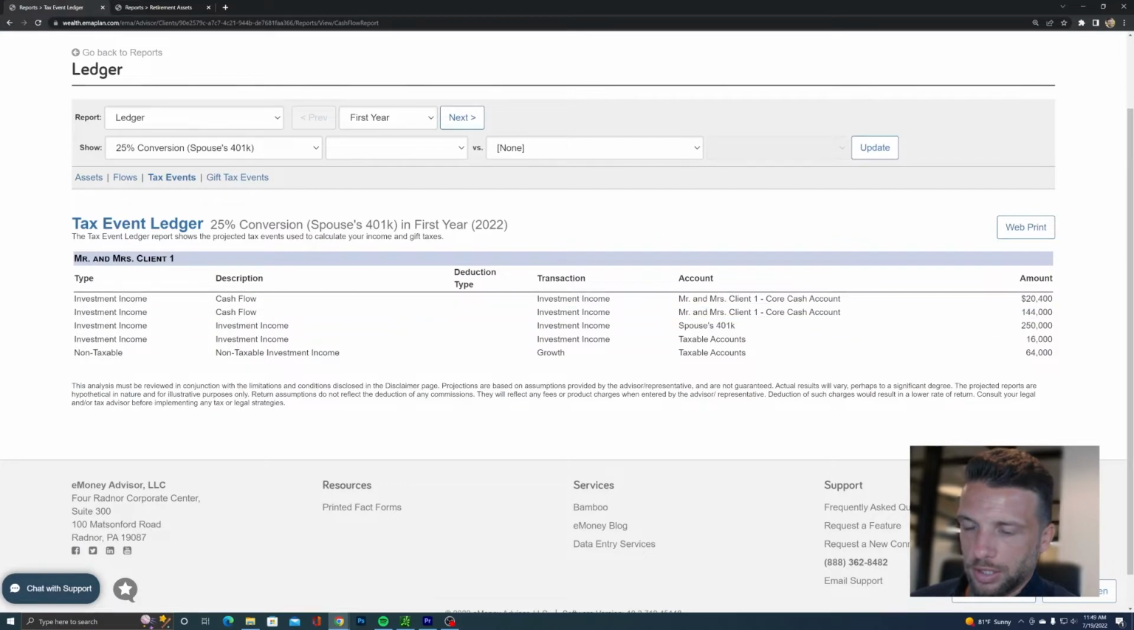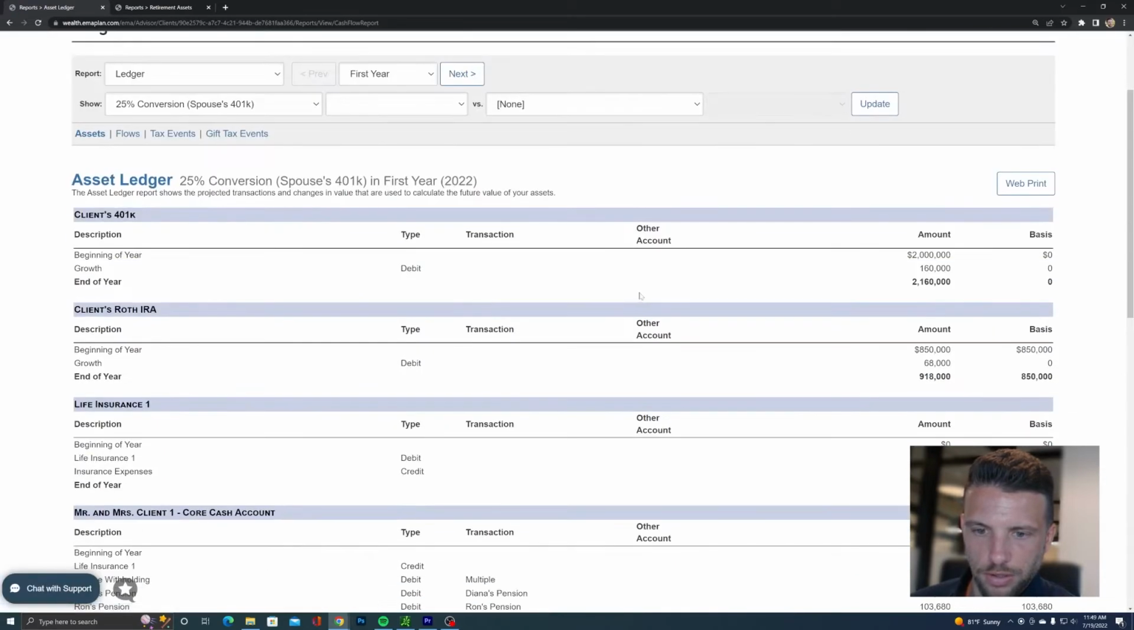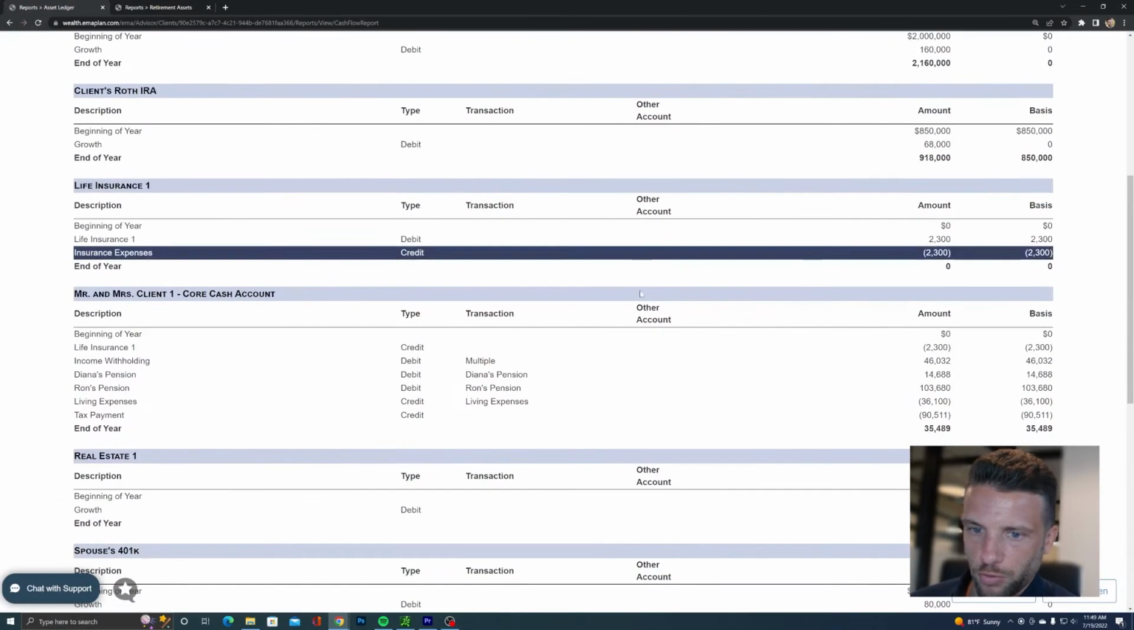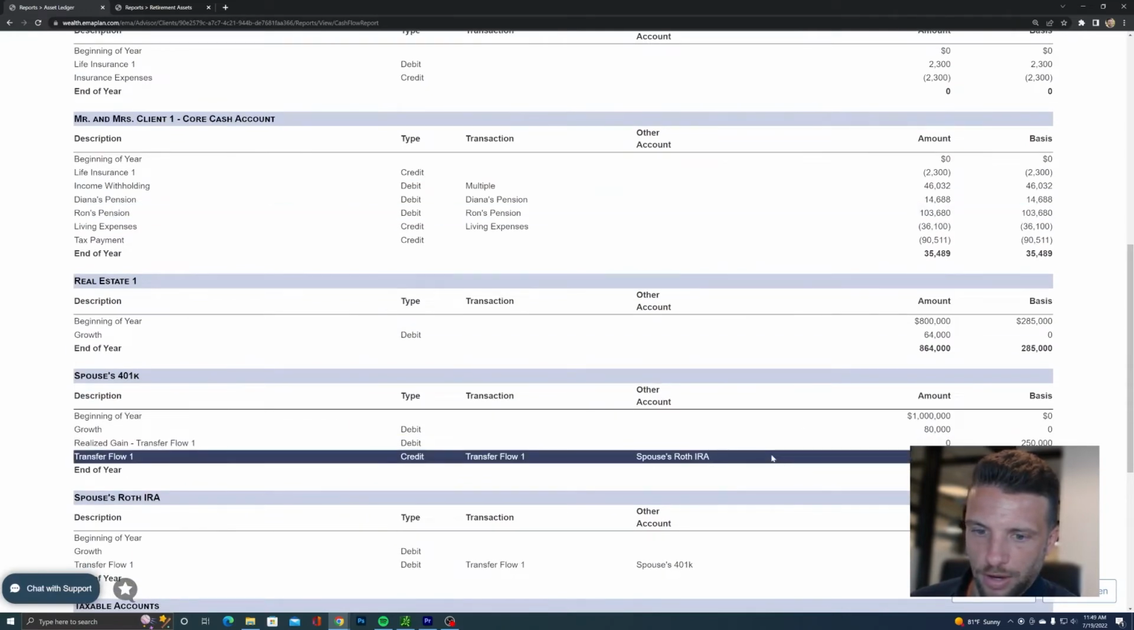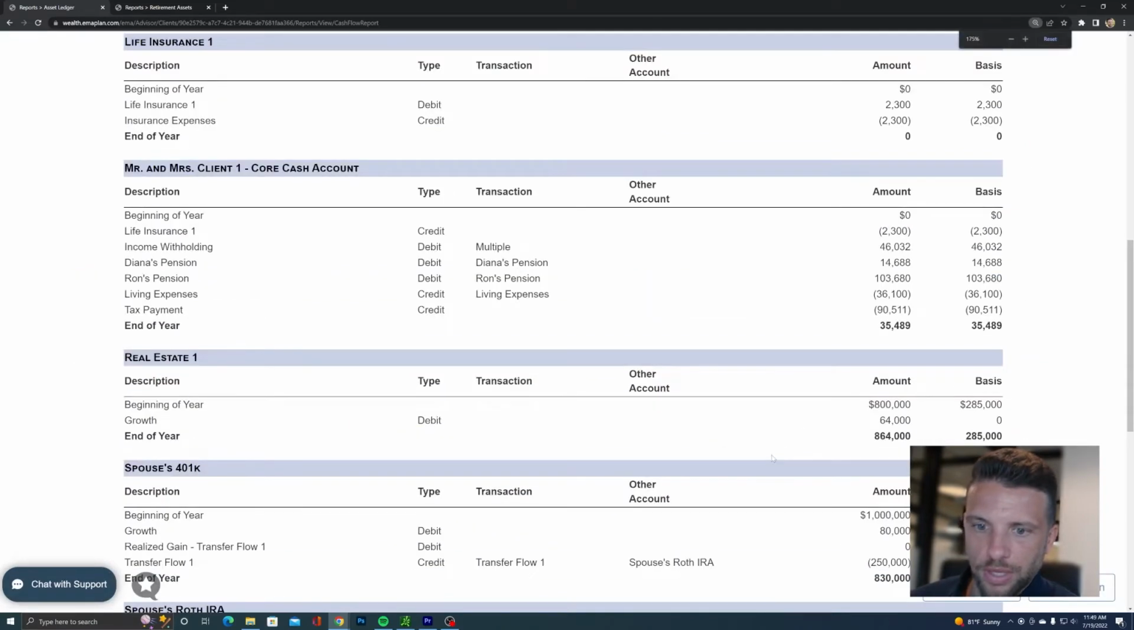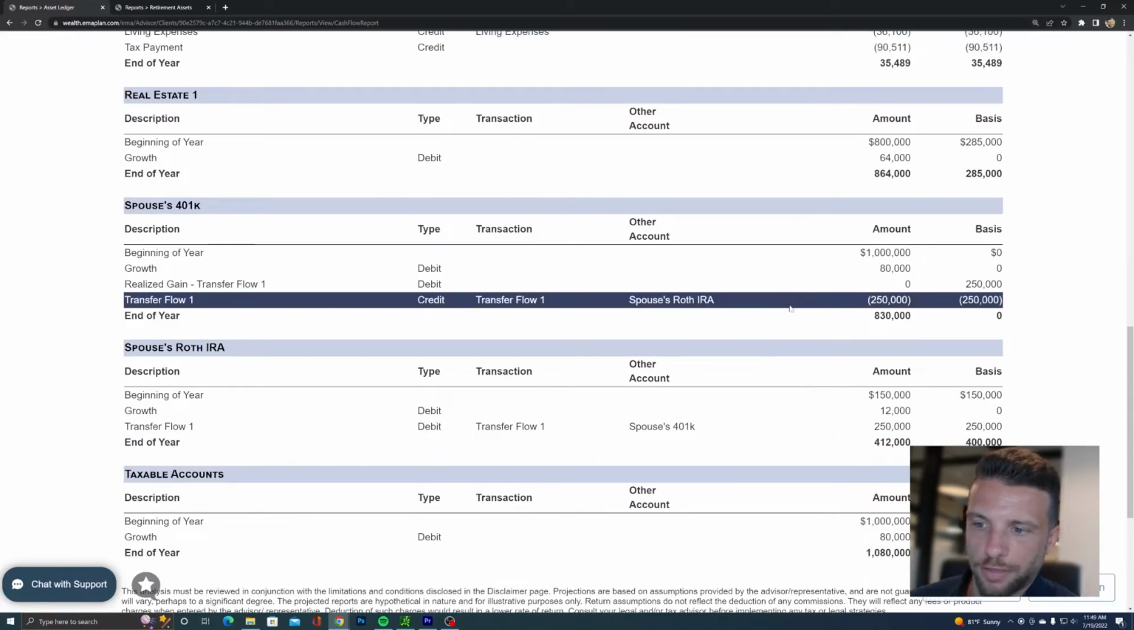That is likely it. Let's see if we can go back to assets and get a better idea. It should give us the debit from the account. There it is. So we can see the spouse's 401k. We've got $250,000 transferring out of that account and into the Roth, the spouse's Roth.